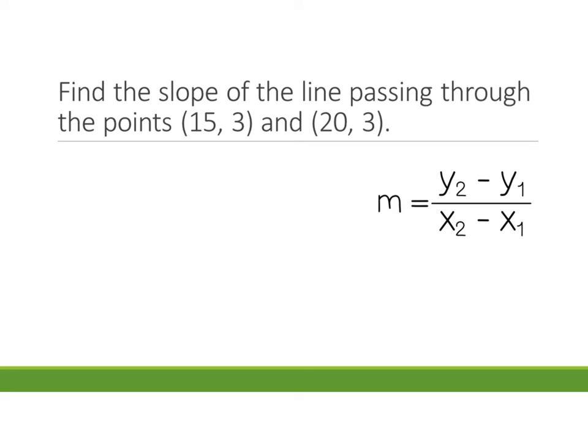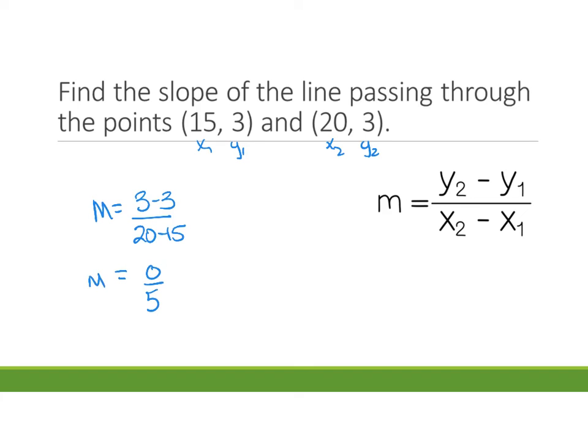Okay, and the last problem here, again, think about our x's and y's. Okay, so I want to subtract my y's. So I have 3 minus 3 over 20 minus 15. So that was my second y minus my first y over my second x minus my first x. So that gives me 0 over 5.